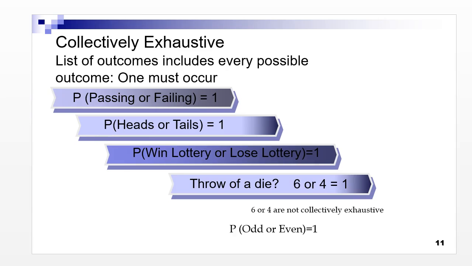Okay, let's move on to collectively exhaustive. Now here, it's not one and only. It's not just only one can occur. One has to occur. We have to have the entire list of items that we're looking for in the event we're looking at. So as far as a course is concerned, we have the probability of passing or failing. There's a 100% chance that it will be one of those. So that's why the probability is 1 or 100%. The probability of getting heads or a tail on a coin is a 100% chance. It's one or the other.